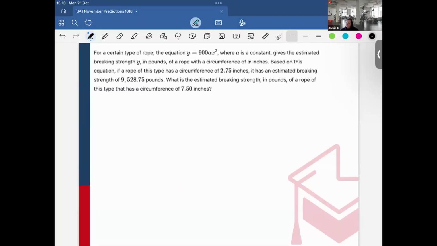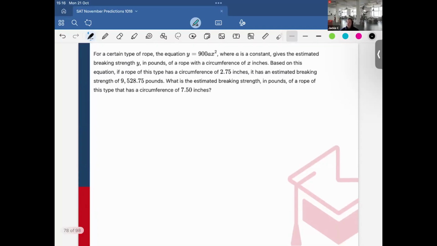Okay, so let's see. For a certain type of rope, the equation y equals 900ax squared, where a is a constant, gives the estimated breaking strength y in pounds of a rope with a circumference of x inches. Based on this equation, if a rope of this type has a circumference of 2.75 inches, it has an estimated breaking strength of 9,528.75 pounds.